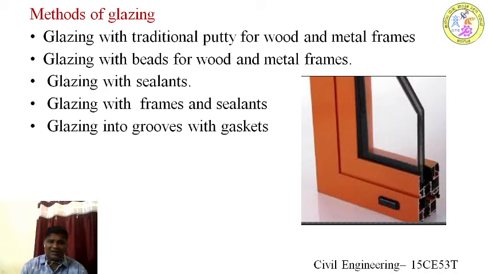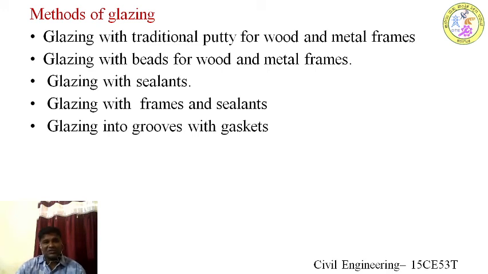And we used glazing with gaskets. Gaskets are nothing but rubber or plastic gaskets, and above this frame these gaskets will be placed, and these gaskets will hold the glass. So these are the different methods that were used for glazing.